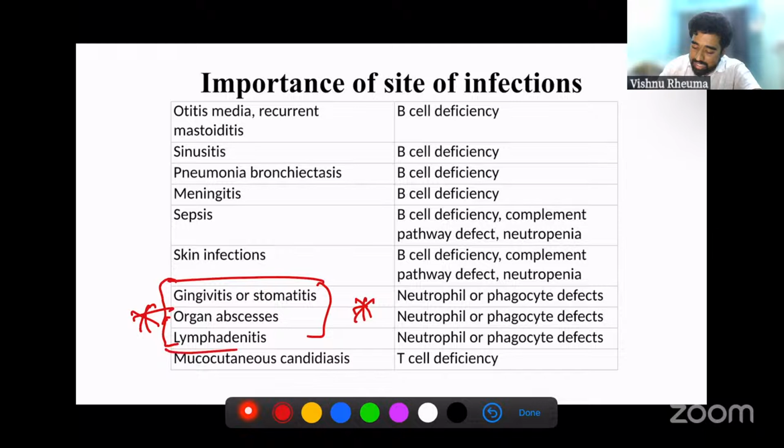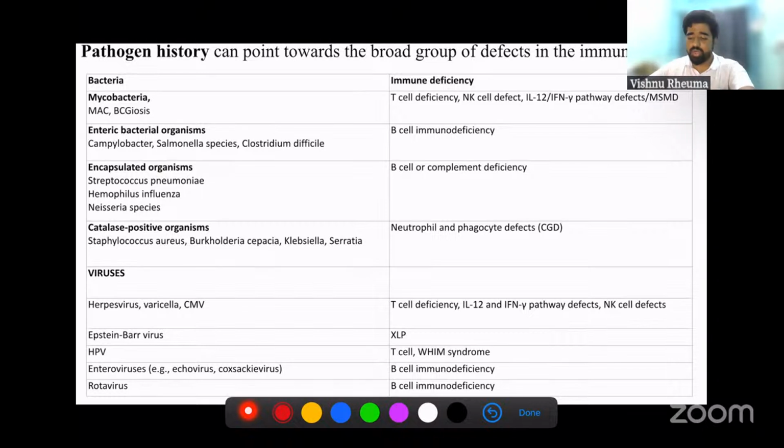These are your classic signs that occur there. Gingivitis, organ abscesses, even something like your chronic granulomatous disease, there will be increased abscesses that are formed. Candidiasis, classic of your T cell deficiency. So this is what happens, whenever you can see it both ways. For example, you have diagnosed a patient with a particular PID, whether it be neutrophilic or T cell, and then you can anticipate what are the infections that this patient can get.